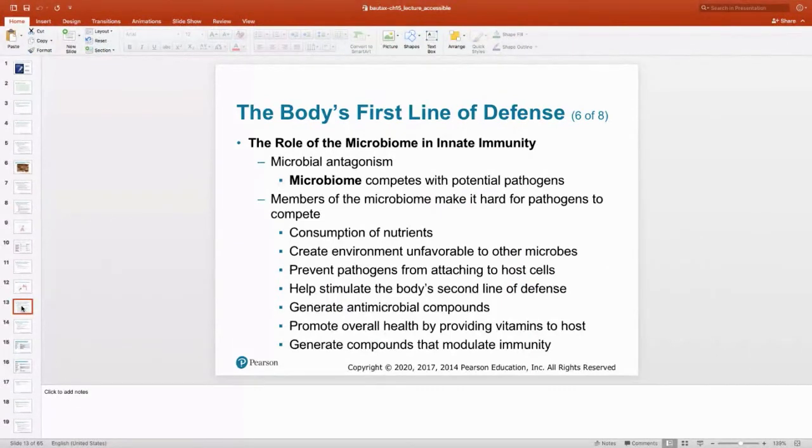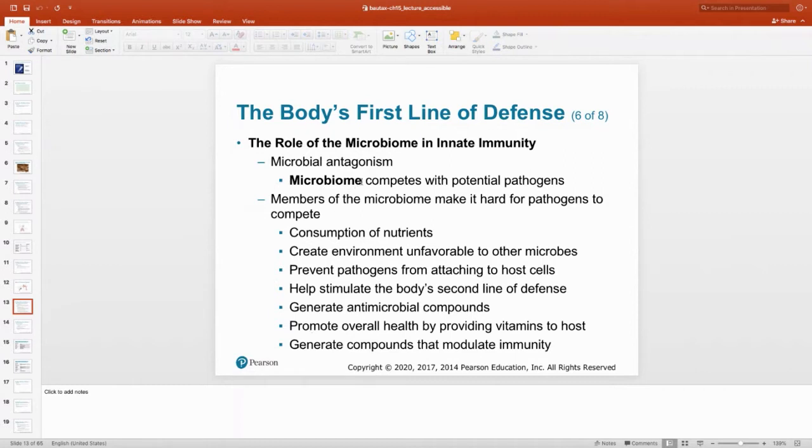Okay, so we have the skin, we've got mucous membranes, we have the eye and the lysozymes, and now we're talking about the microbiome. We did a little bit about this earlier: the microbiome is the friendly, or at least not harmful, bacteria that live in and on us. And so it's going to compete with the potential pathogens for nutrients and environment.